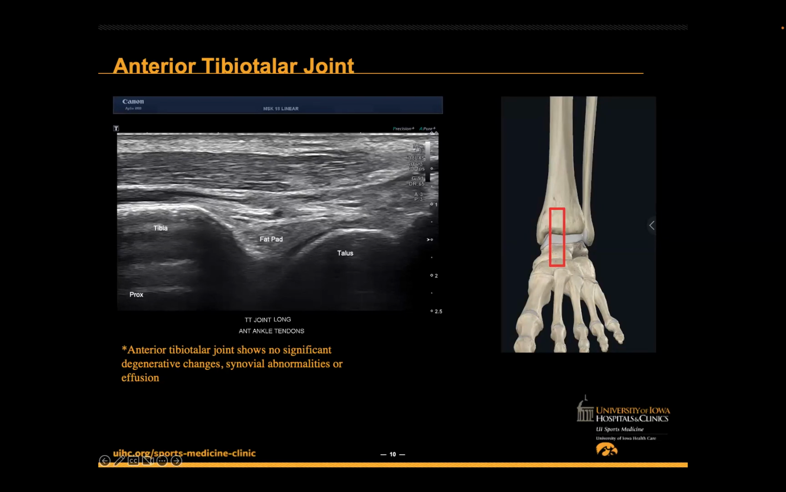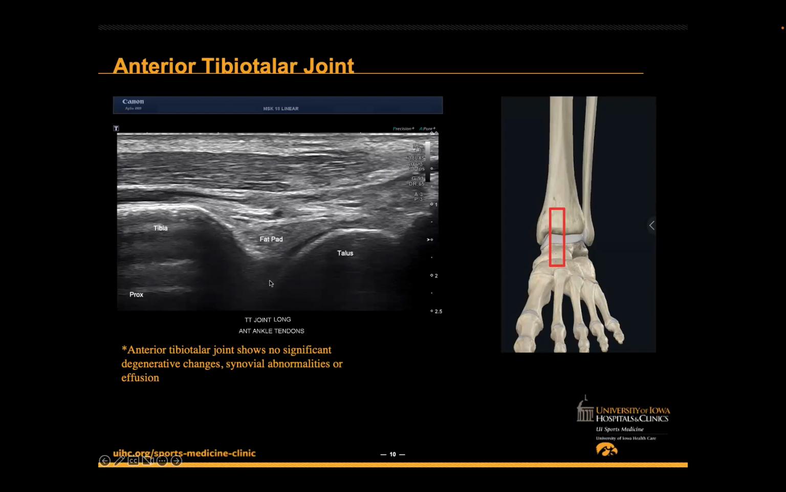So here, use the hyperechoic bony landmarks of the tibia and talus to help orient yourself. There's a hyperechoic fat pad that will sit in between them. Deep to that, not the best visualized in this photo, which I guess could be a good thing, you have your anterior synovial recess. So there can be a few millimeters of physiologic fluid in this area.